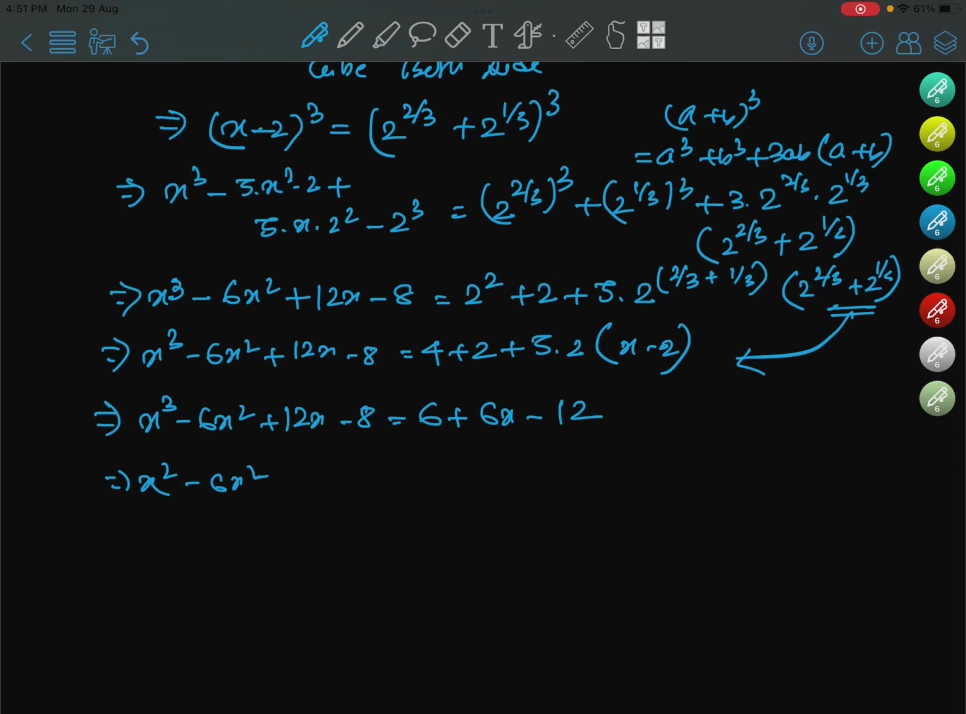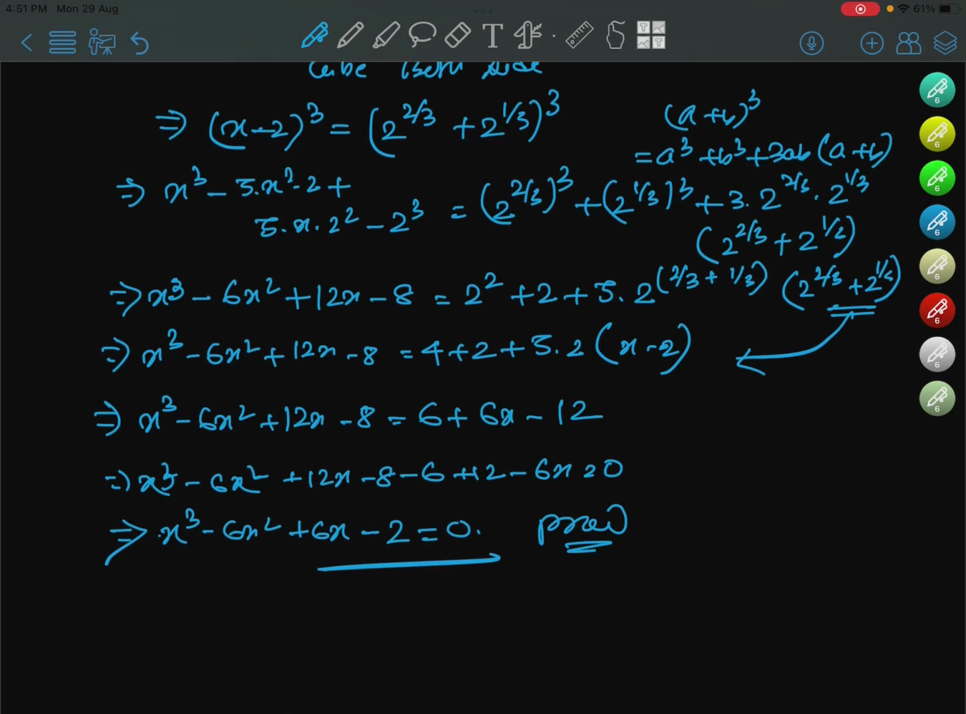Now we are going to shift all the right hand side onto the left hand side. Minus 6 plus 12 minus 6x equals 0. Now x³ − 6x² + 6x − 2 = 0. Proven. I hope you understand.